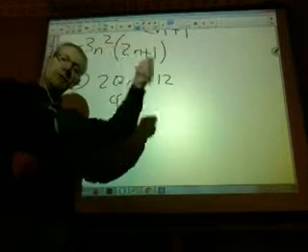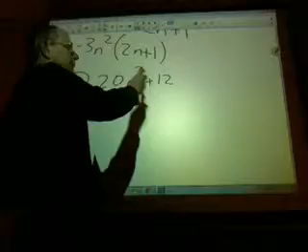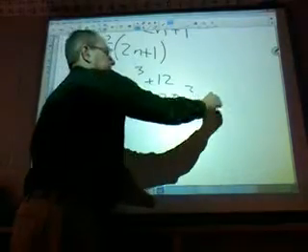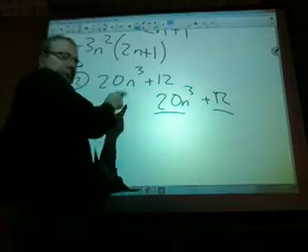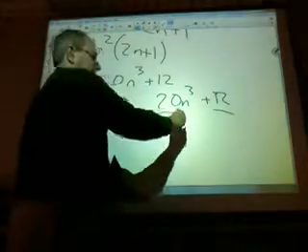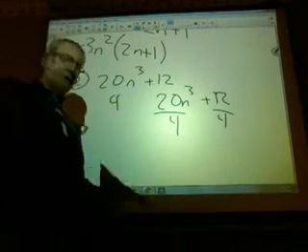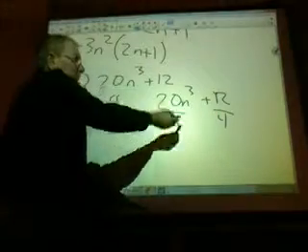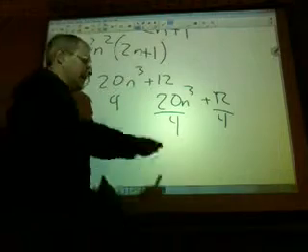Now we turn the page over to side 2. Side 2 tells me that we're going to write each term over this: 20n to the third plus 12 over this. Just see how I wrote that separate over here. Now on the side 2 page, it says to divide. We're going to use the real numbers. 20 divided by 4. Hopefully we all know that that is 5.